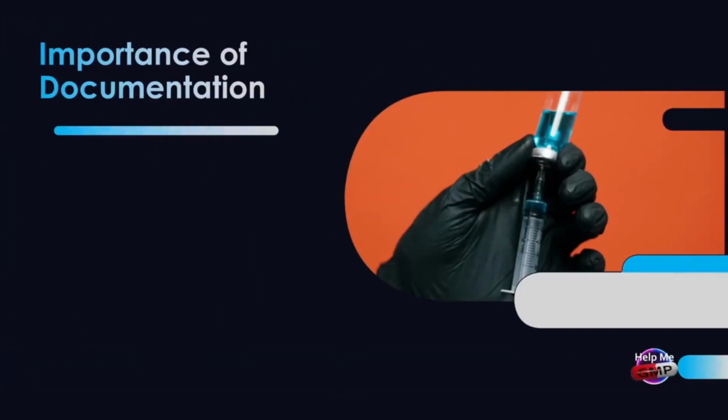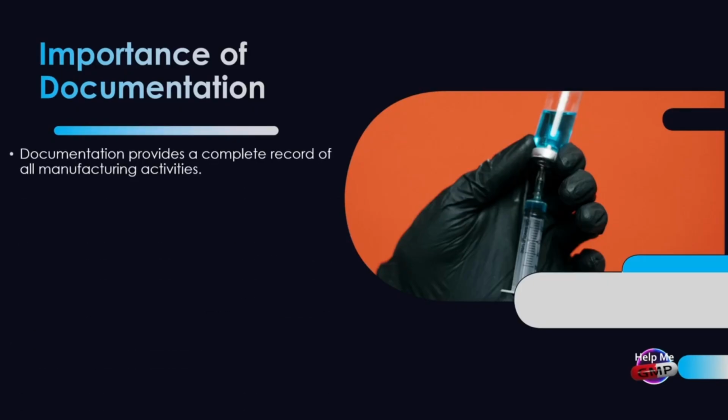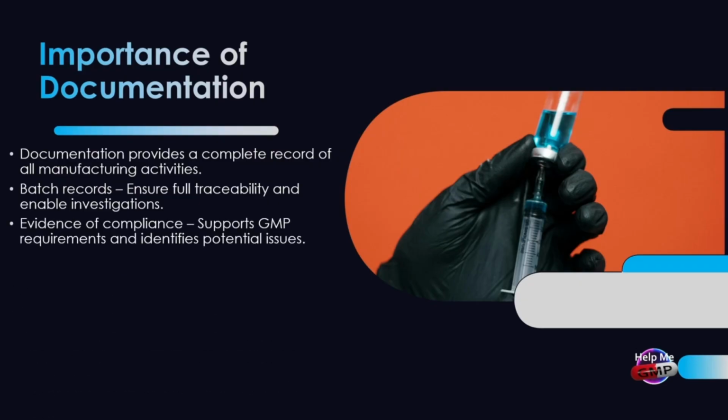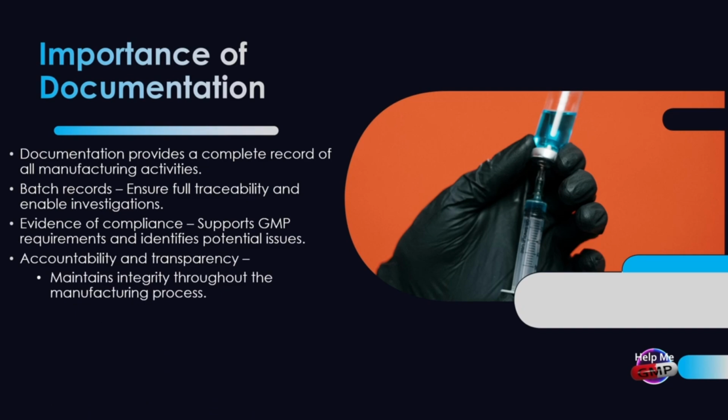Documentation is the cornerstone of GMP, providing a comprehensive record of all manufacturing activities. Batch records, which document the entire production history of a specified batch of medicine, are crucial for traceability and investigation. These records provide evidence of compliance with GMP requirements and allow for the identification of potential issues. Comprehensive documentation ensures accountability and transparency throughout the manufacturing process.